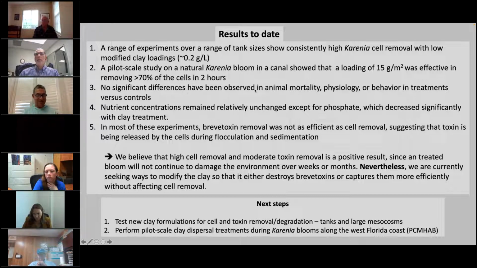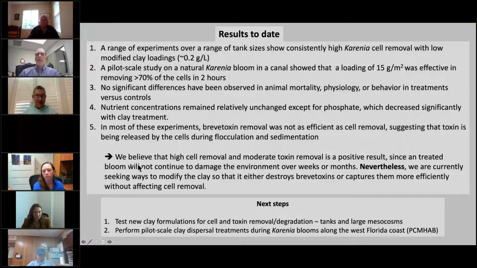We saw no significant differences in all these different studies in animal mortality, physiology, or behavior in these different treatments. Nutrient concentrations have remained relatively unchanged, except for phosphate, which actually decreased significantly with the clay treatment. And in most of these experiments, brevetoxin removal was not as efficient as cell removal. So that suggests to us toxins being released during that flocculation and sedimentation process.